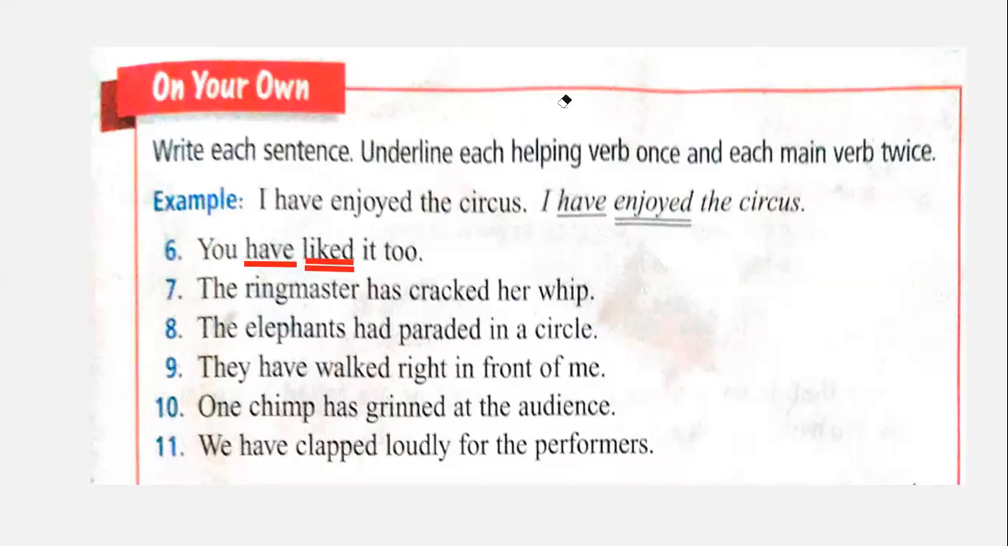I keep bringing you back to the subject because it's something that you have to look for. You cannot forget about the subject when working with the helping verb because the subject has to agree with the helping verb, okay? So number 7, the ringmaster has cracked her whip. I'm going to give you a few seconds between sentences so that you can actually try to come up with the answer, okay? Challenge yourself. Let me see if I can figure it out. So the ringmaster has cracked her whip.